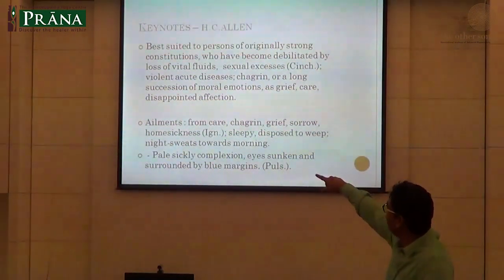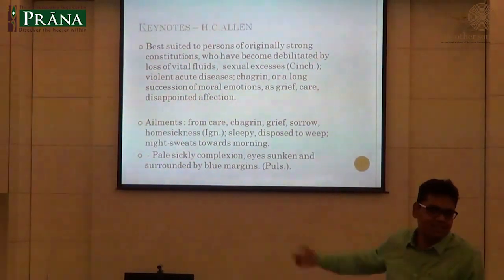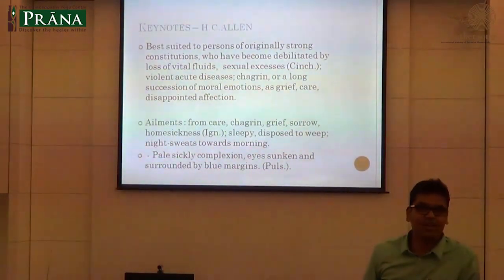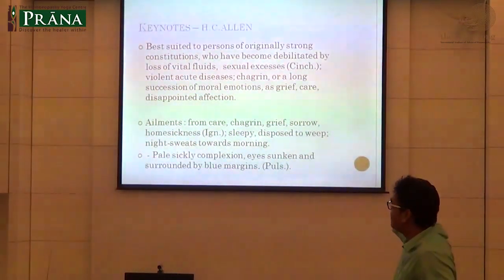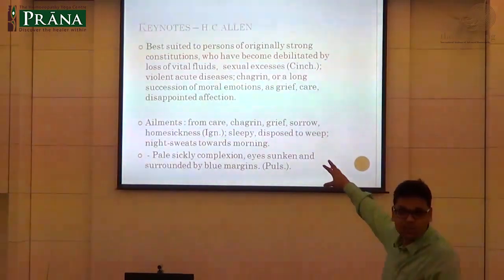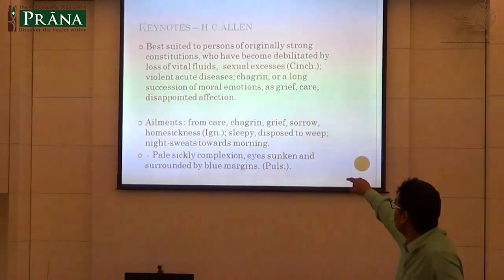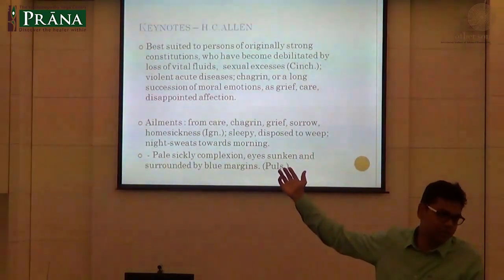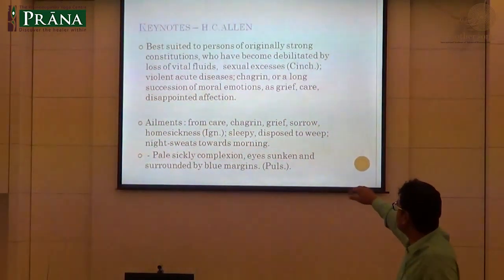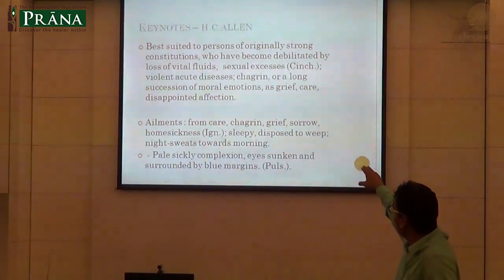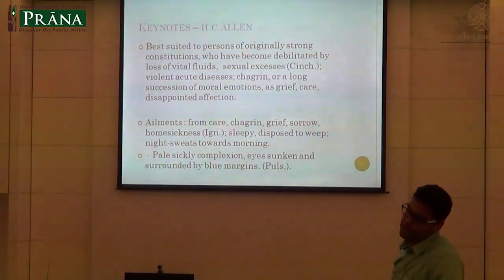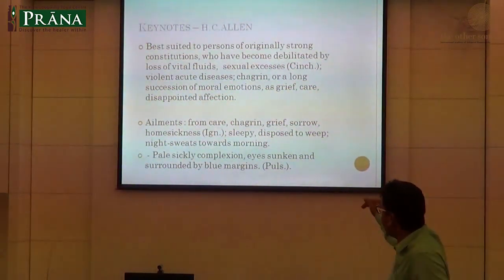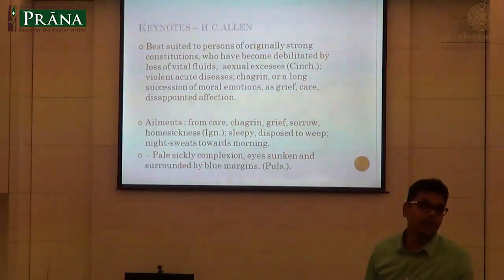Sexual excesses. Then you have violent acute diseases. Yes. Next is chagrin. Now these are mental causes. So mental causes are chagrin or a long suppression of moral emotions, grief, care, or disappointed affection.